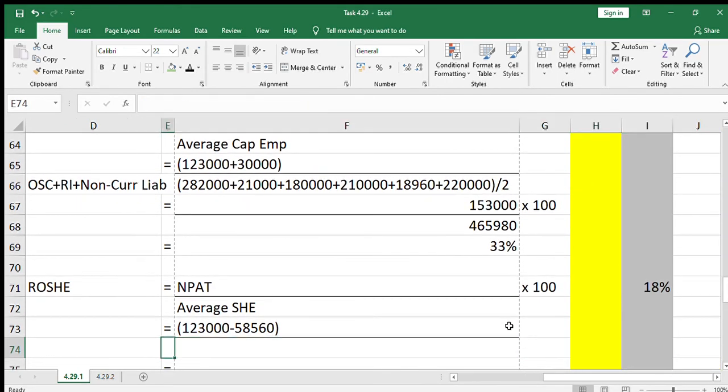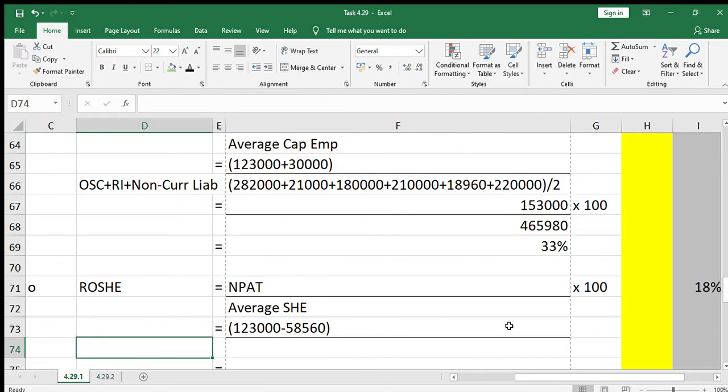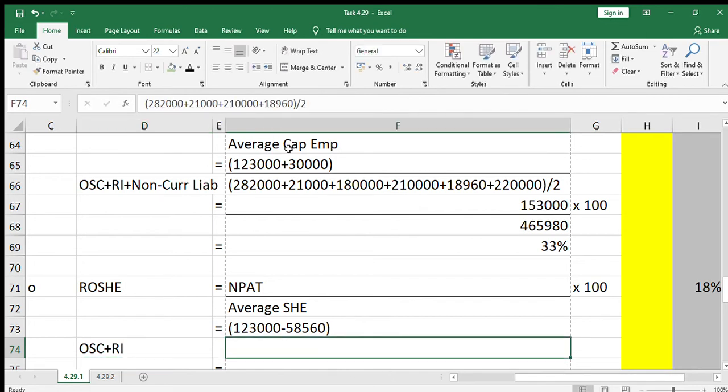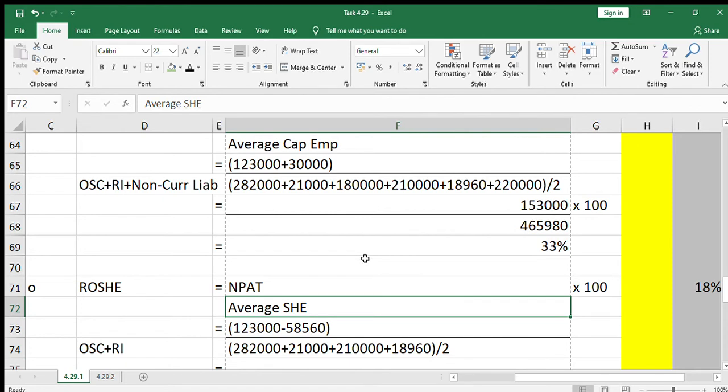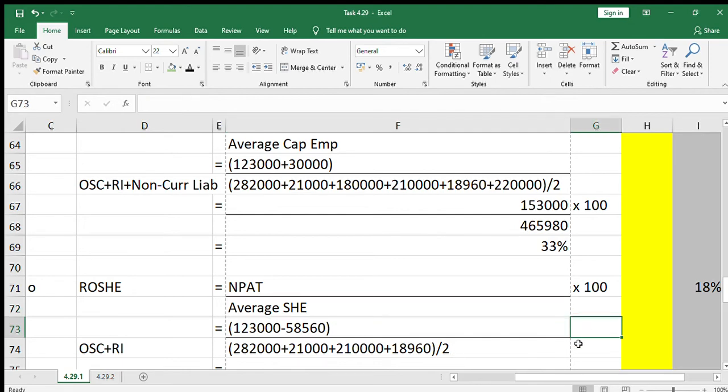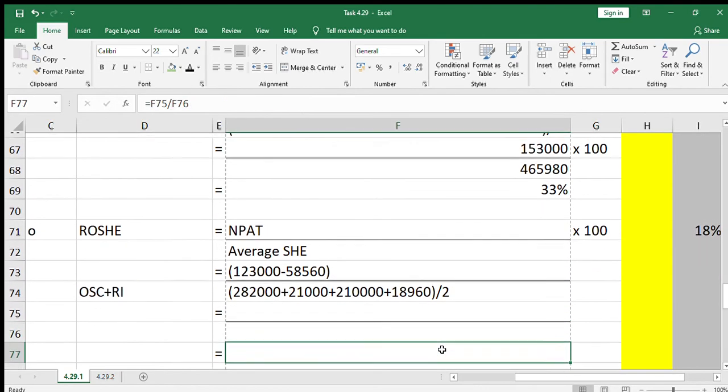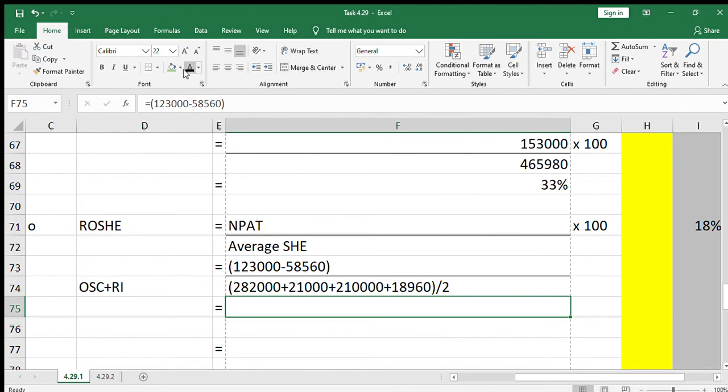Okay, so average shareholders' equity. We're going to take the ordinary share capital plus the retained income for both years and divide it by 2. So we have 282,000 plus 21,000 for this year, 210,000 and 18,960 for last year, all added up and divided by 2. Okay, let's just do the calculation.